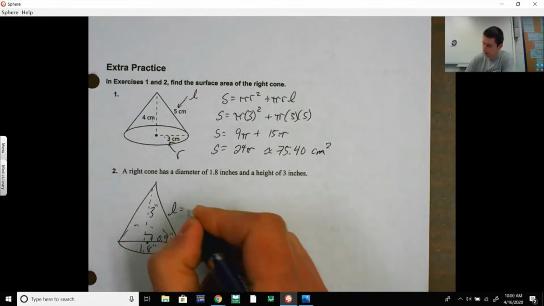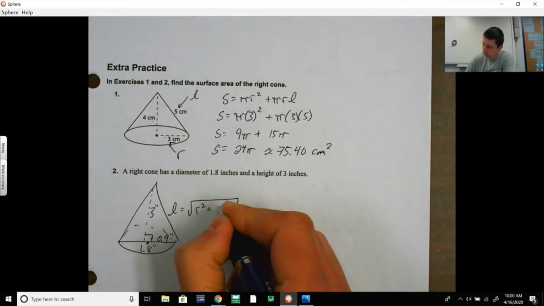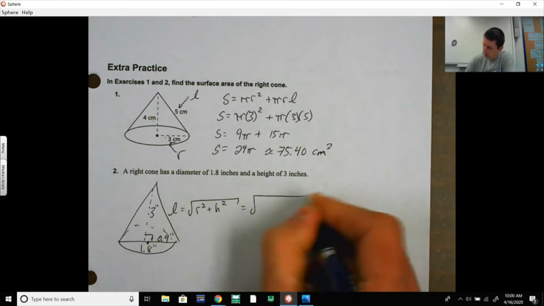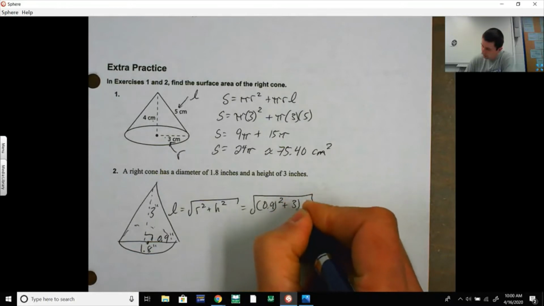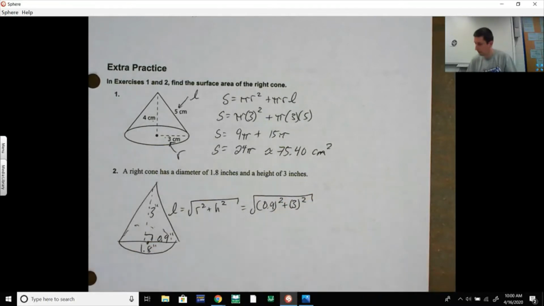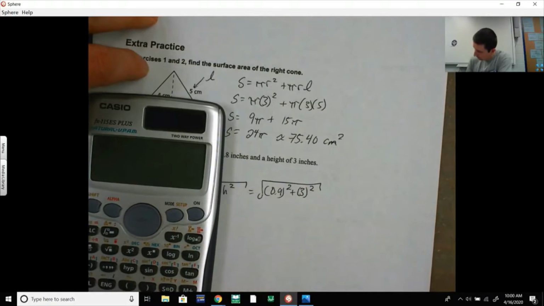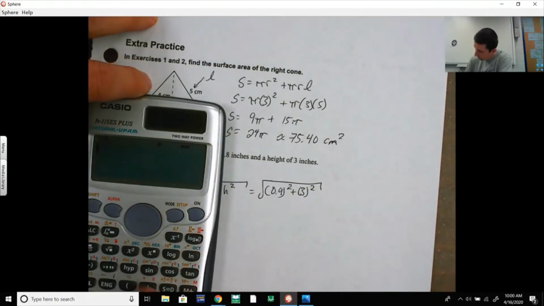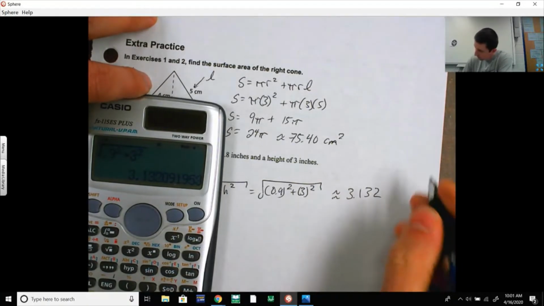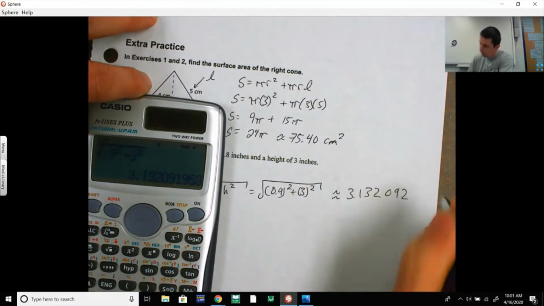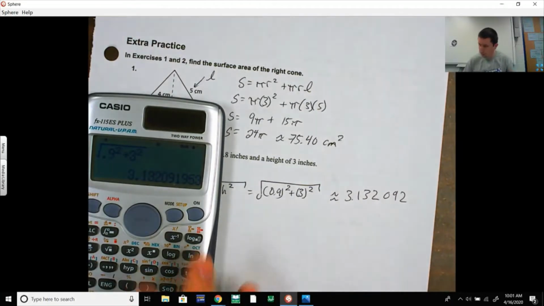The slant height is the square root of r squared plus h squared. So that's the square root of 0.9 squared plus 3 squared. Let's see if that's a nice clean number. No, it's not. It's about 3.132092. Okay, carry some extra digits right now, or keep this exact number in here.